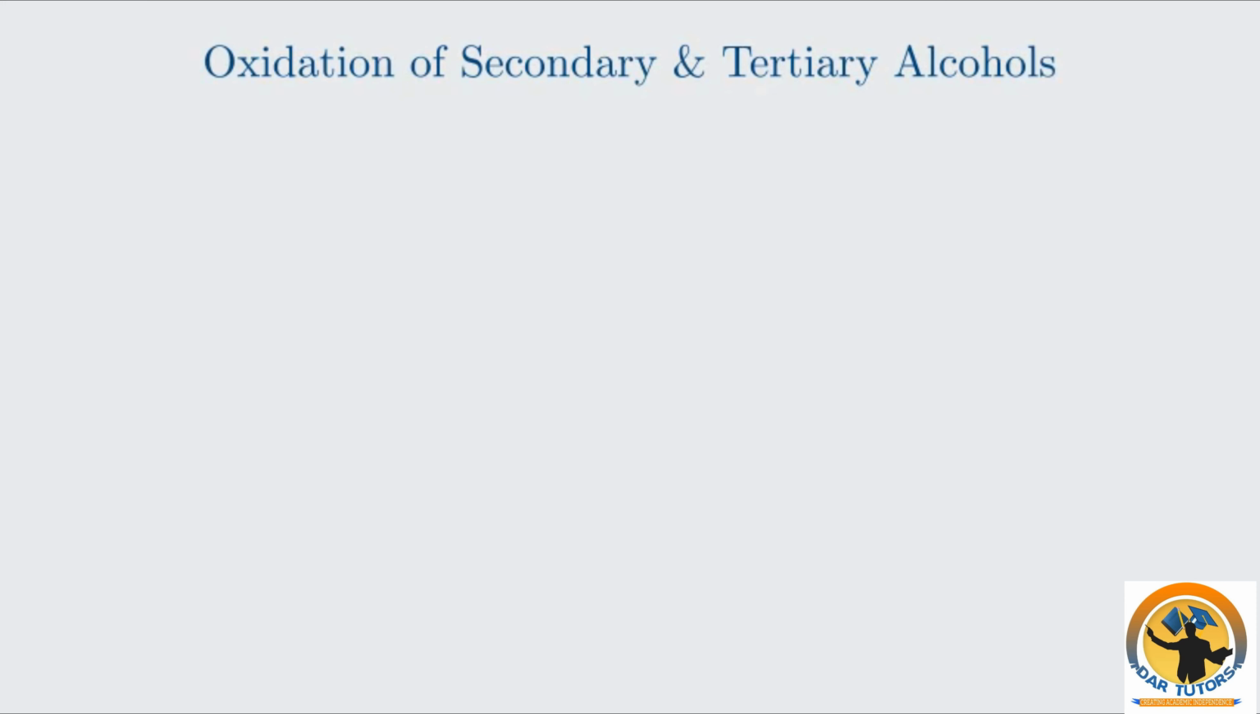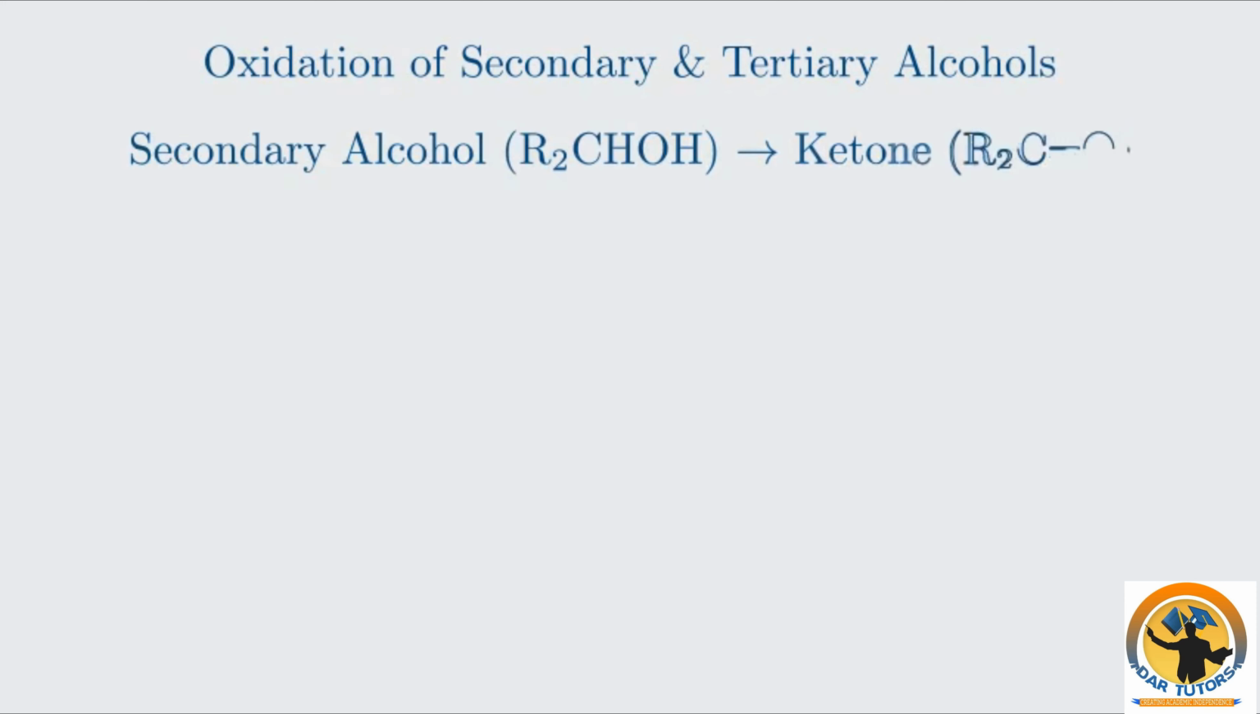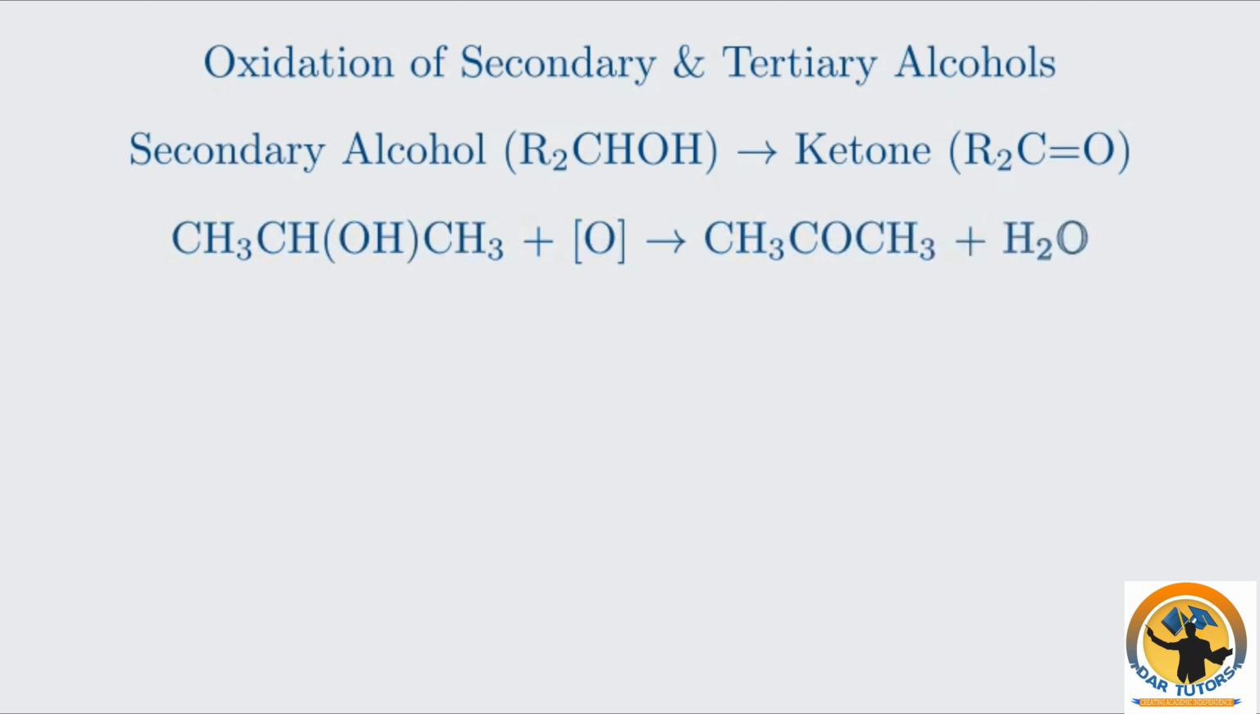In a secondary alcohol, the hydroxyl carbon is bonded to one hydrogen and two alkyl groups. When oxidized, this hydrogen is removed along with the hydroxyl group, forming a carbon-oxygen double bond. The product is a ketone. A classic example is the oxidation of propan-2-ol to propanone. Critically, ketones do not have any hydrogen atoms on the carbonyl carbon and cannot be oxidized further under these conditions.